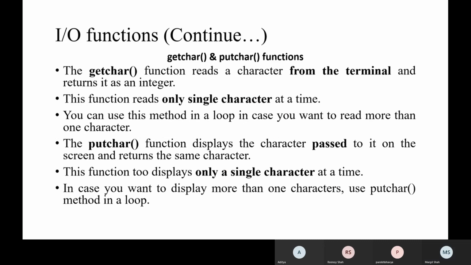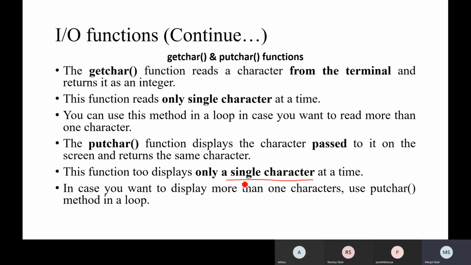Okay, now other functions like getchar and putchar. The getchar function reads a character from the terminal and returns it as an integer. This function reads only a single character at a time. You can use this method in a loop in case you want to read more than one character. The putchar function displays the character passed to it on the screen and returns the same character. This function displays only a single character at a time. So this is important for us.